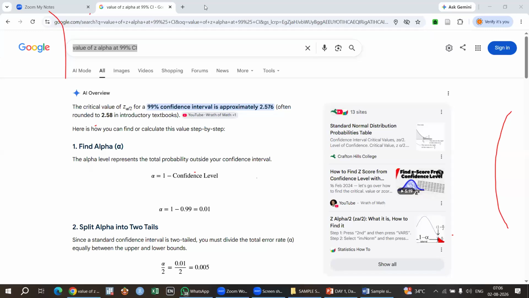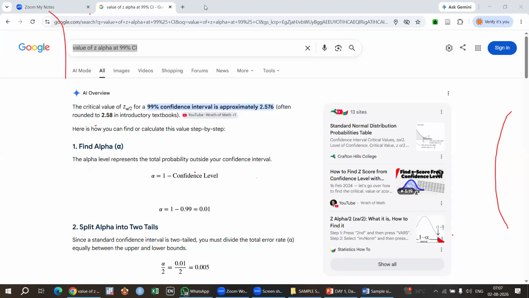I will send you a file in the WhatsApp group. You can go through how to calculate sample size for more than 2 groups. And if you have any question, you can ask me on my personal WhatsApp number, okay? So I will send you the edited file or Word file.